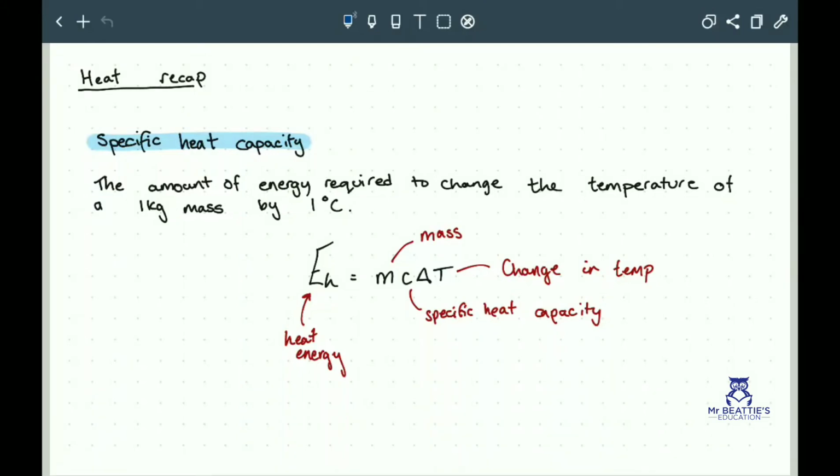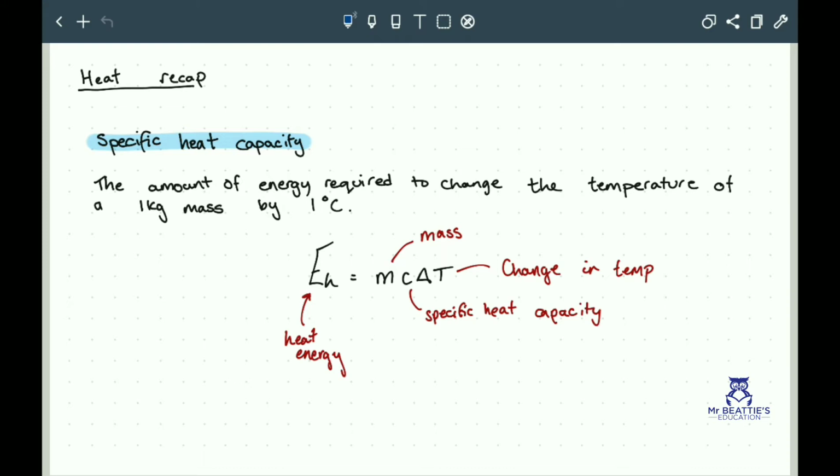We're just going to have a quick recap of heat energy, and in particular this time, specific heat capacity. Specific heat capacity is defined as the amount of energy required to change the temperature of a 1 kilogram mass by 1 degree Celsius. So if you are heating up 1 kilogram and you want to raise it by 1 degree Celsius, the specific heat capacity is the exact amount of energy you need to raise it by that 1 degree. If you are wanting to lower it by 1 degree Celsius, the specific heat capacity is the value of energy you need to remove to let that happen.